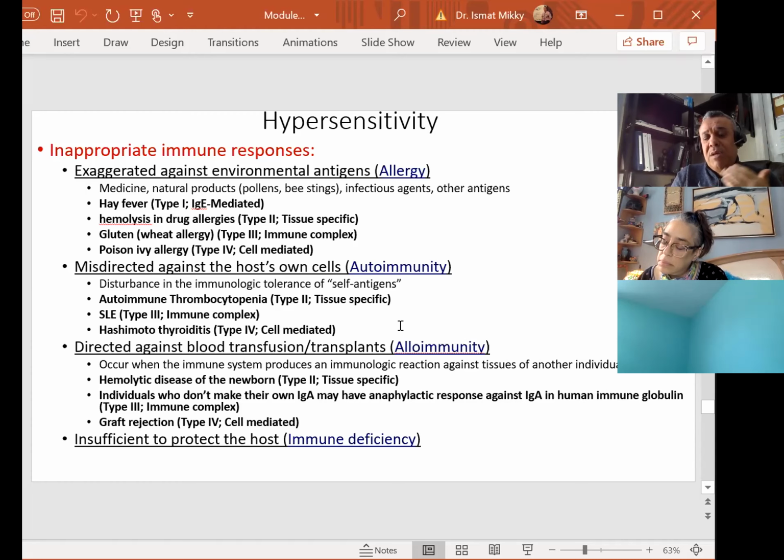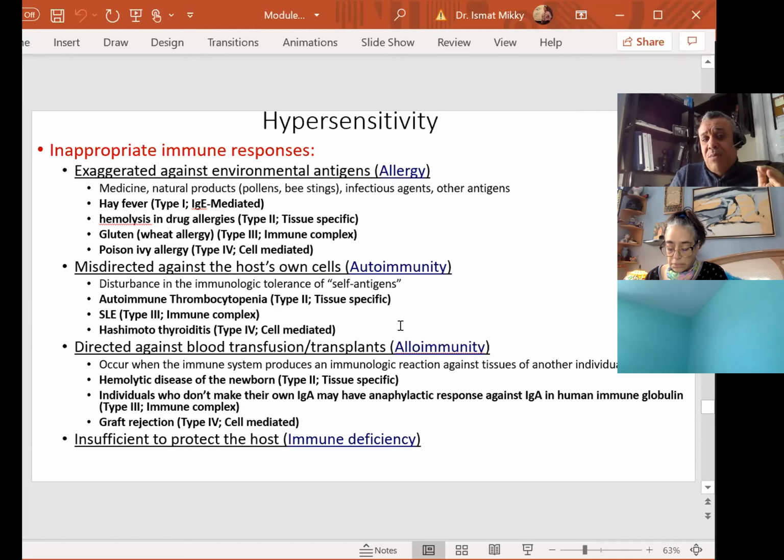The mechanism for each one, that's why we classify it as type 1, type 2, type 3, and 4, because each one has a specific and different mechanism. The first, type 1, is IgE mediated, type 2 is tissue specific, type 3 is immune complex. And then the last one, which is type 4, it's also called delayed allergic reaction or delayed allergy, because it's cell mediated.